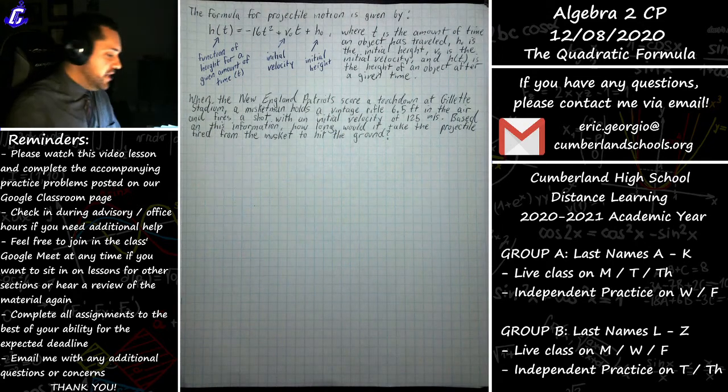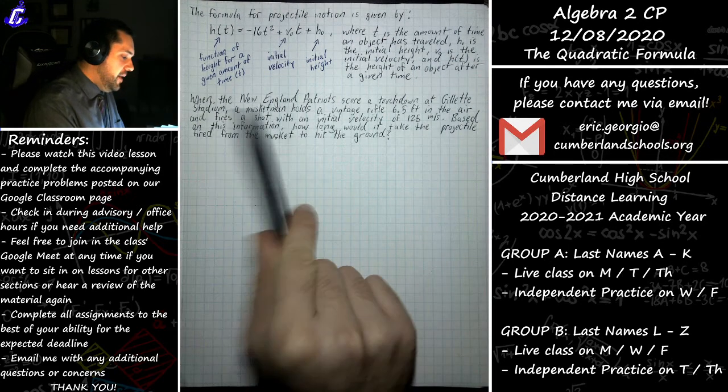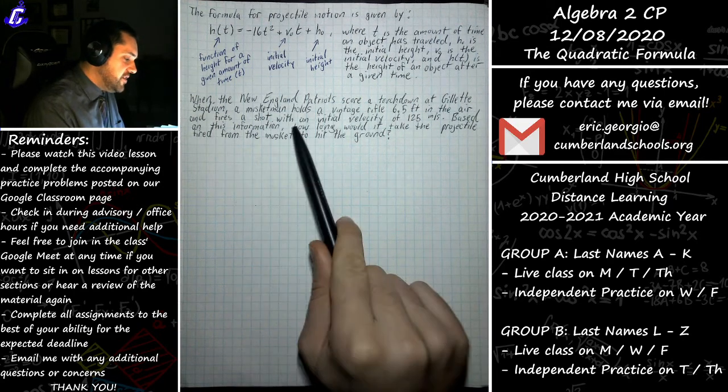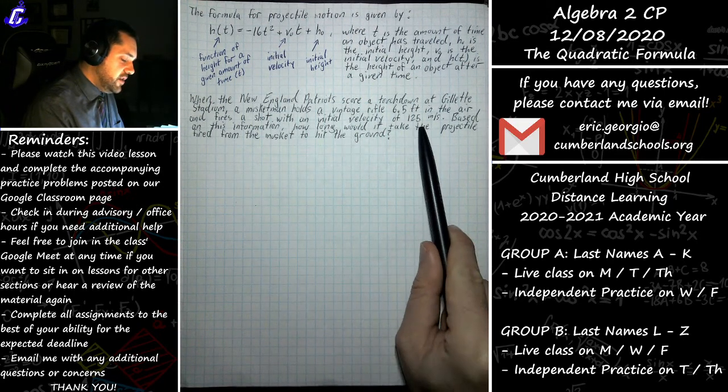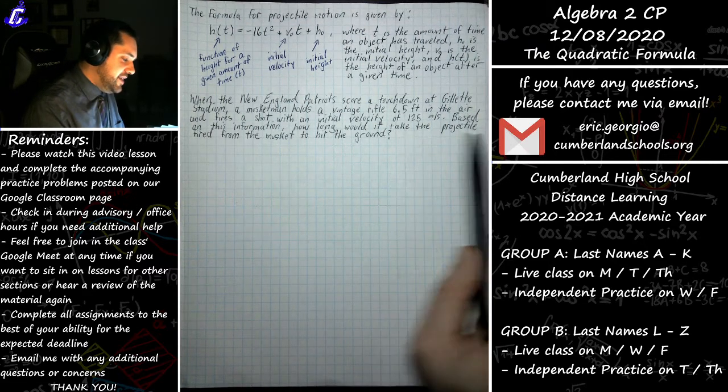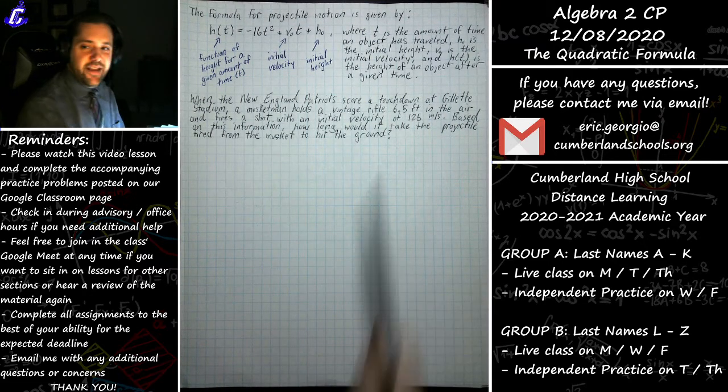Some background information now. We can approach this problem to say, when the New England Patriots score a touchdown at Gillette Stadium, a musket man holds a vintage rifle 6.5 feet in the air and fires a shot with an initial velocity of 125 meters per second. Based on this information, how long would it take the projectile fired from the musket to hit the ground?